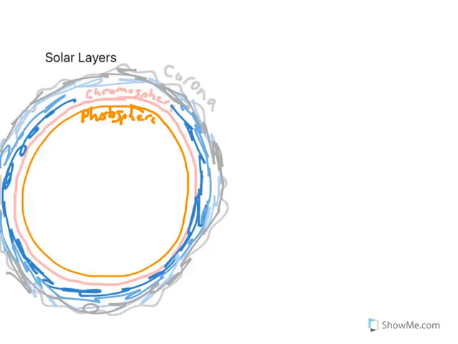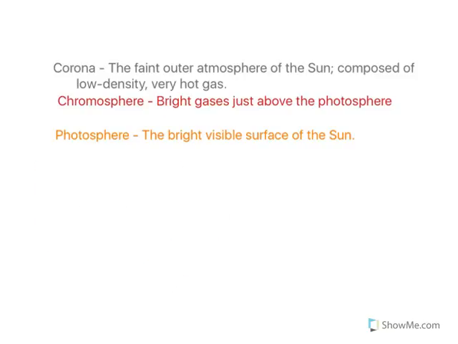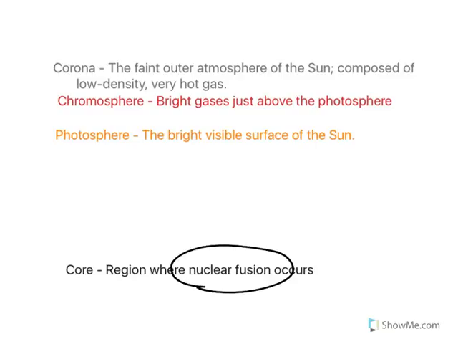Let's move to the interior layers of the sun. In the very center of the sun, we have the core of the sun. The core of the sun is the region where nuclear fusion occurs. Nuclear fusion is a reaction that joins the nuclei of atoms to form more massive nuclei. So in other words, you would combine a hydrogen atom with a hydrogen atom and a hydrogen atom and a hydrogen atom.